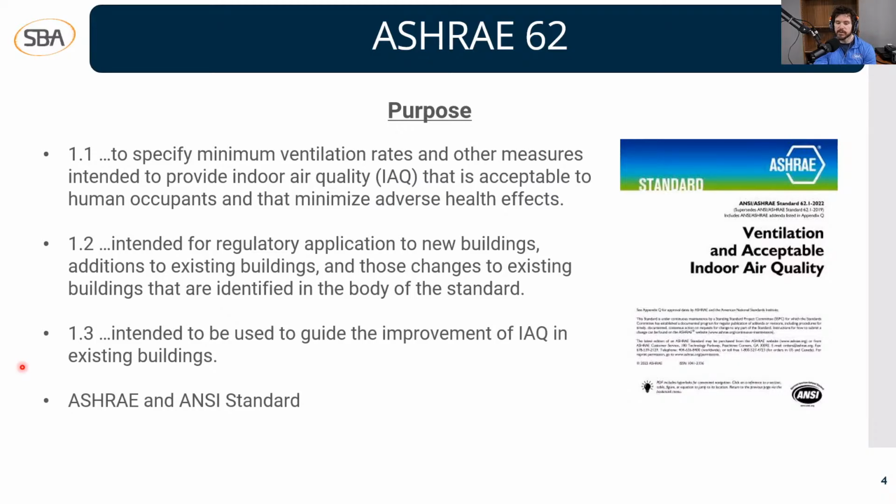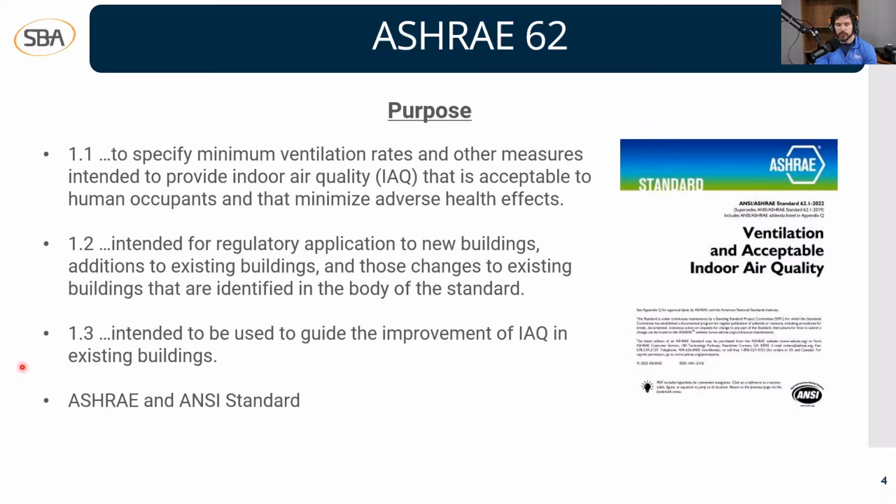So what does ASHRAE 62.1 actually do? It sets the minimum ventilation rates needed to ensure that people inside buildings are breathing air that won't harm their health or their productivity. Section 1.1 of the standard says it best. It's intended to provide indoor air quality that is acceptable to human occupants and that minimizes adverse health effects.